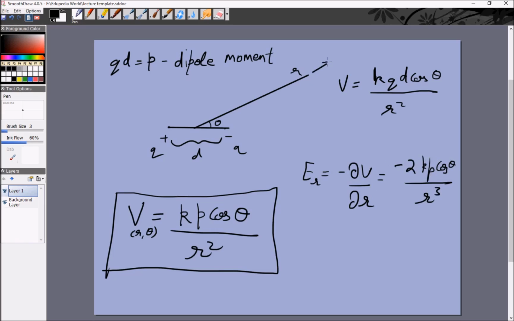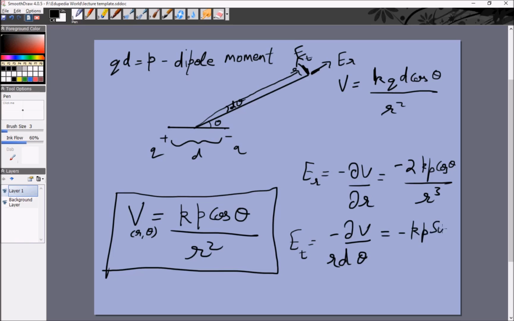That is the electric field in the radial direction, but the electric field might also have a tangential component. E_theta will be minus del V by a small change in this displacement. Right, dr was a small change in r, a small change in this displacement. If this is theta, d theta will be r times d theta. So it will be r times d theta or r times del theta. Cos theta's derivative will be sin theta, so this will give me minus k p sin theta by r cube.